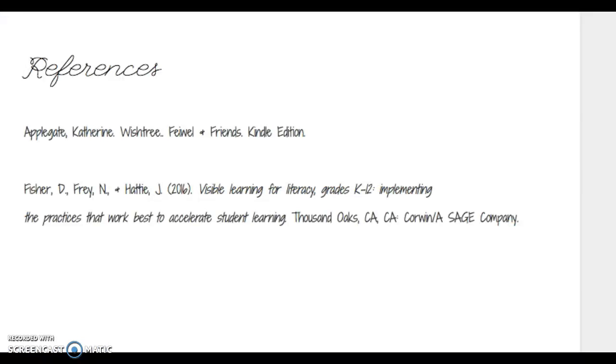References would be the book Wishtree by Katherine Applegate, and also Visible Learning for Literacy, Grades K through 12: Implementing the Practices That Work Best to Accelerate Student Learning by Fisher, Fry, and Hattie, 2016.